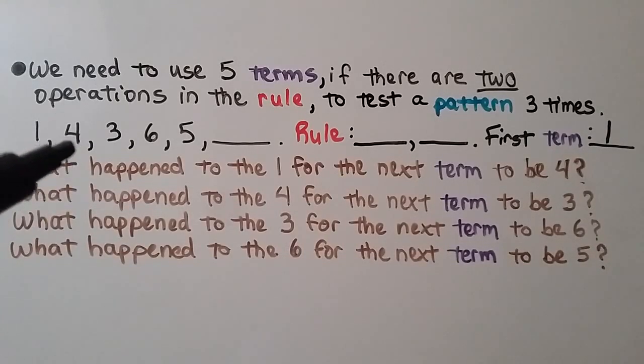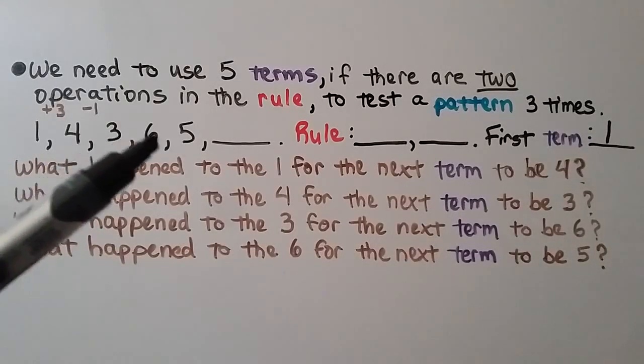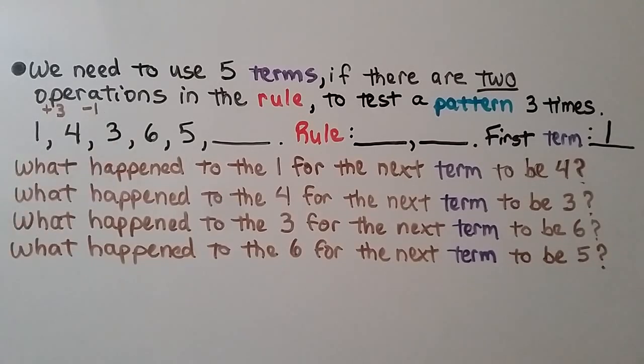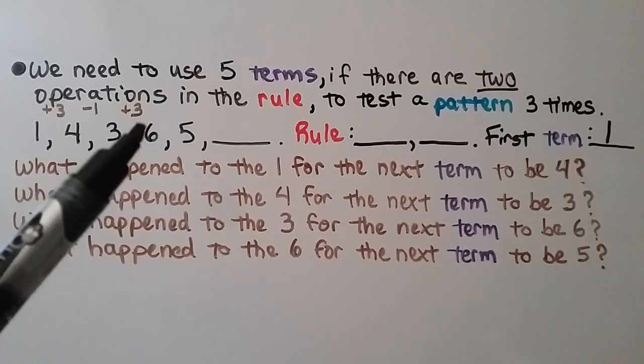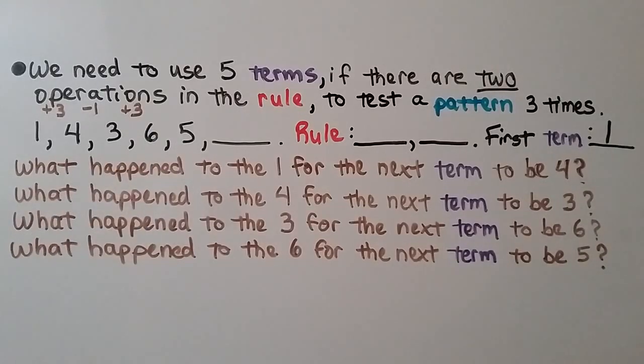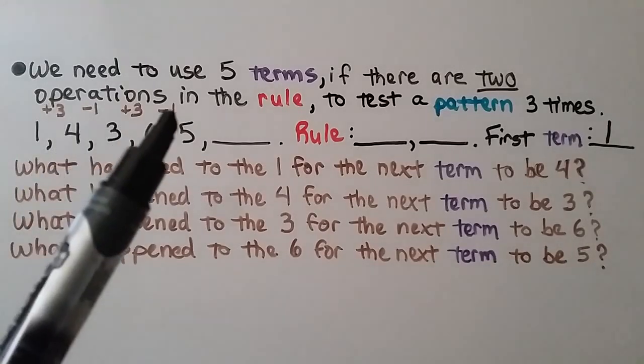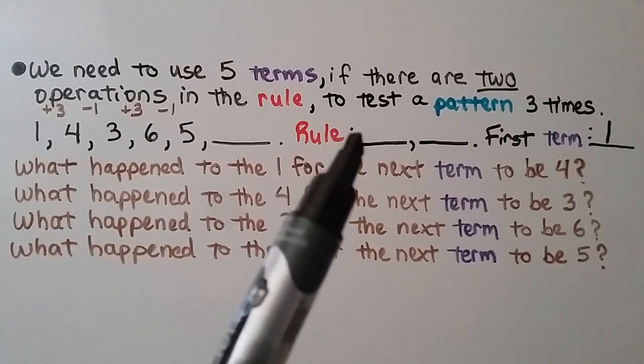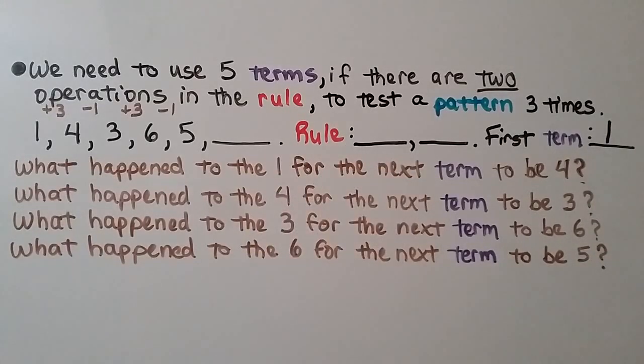What happened to the 4 for the next term to be a 3? So that went plus 3, then it went minus 1. Then what happened to the 3 for the next term to be a 6? Well, that's another plus 3. Then what happened to the 6 for the next term to be a 5? Well, that would be another minus 1, wouldn't it? Now we can see a pattern of the operations. It's a plus 3, minus 1, plus 3, minus 1. So our rule is to add 3, then subtract 1.